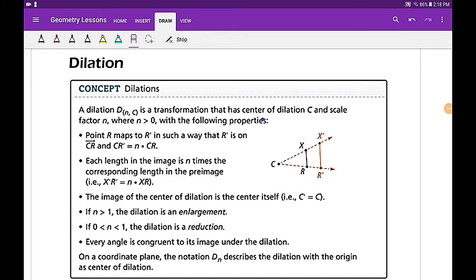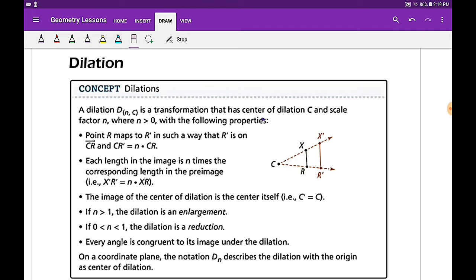Dilations. I know. We have talked about dilations a lot. We're gonna be talking about it again, in case some of you have forgotten, because you're gonna be using them mostly in the work that you're gonna be doing this week. So let's get down to the main concept.